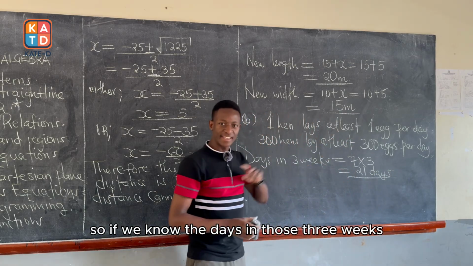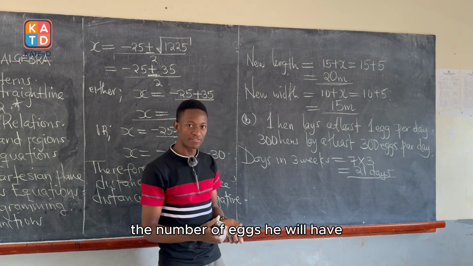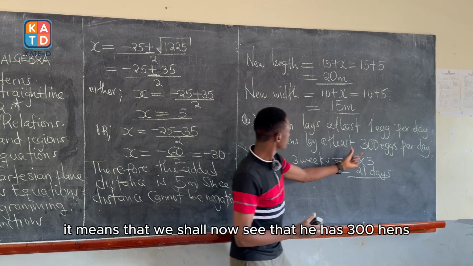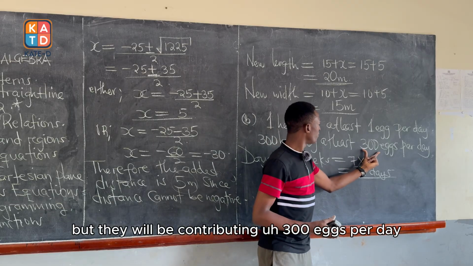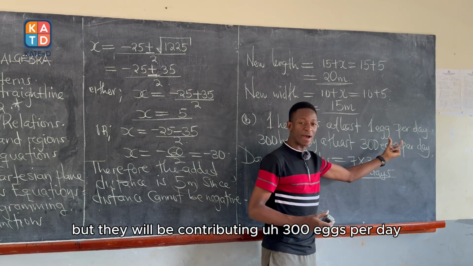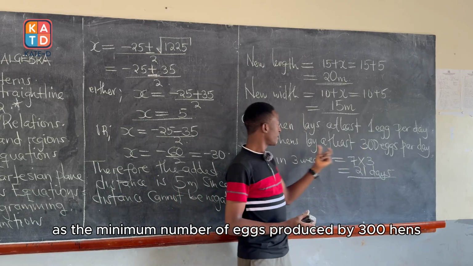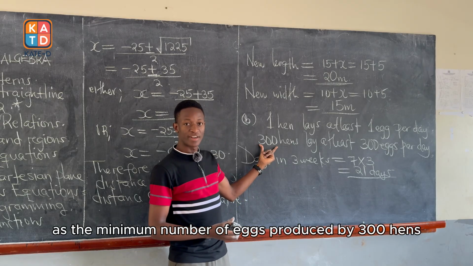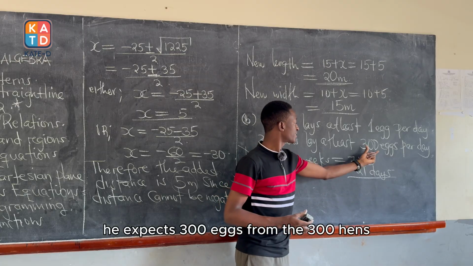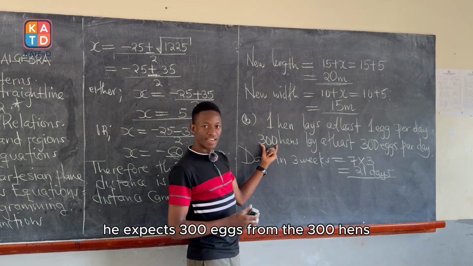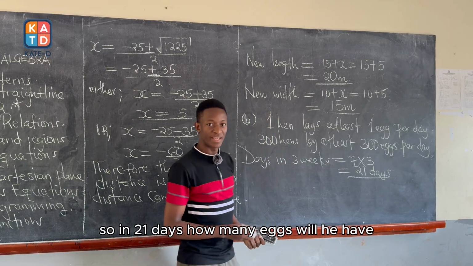So if we know the days in those 3 weeks, to know the number of eggs he will have by the end of the 3 weeks, it means that he has 300 hens, but they will be contributing 300 eggs per day. We are saying at least, because we are looking at 300 as the minimum number of eggs produced by 300 hens in a day. So each day he expects 300 eggs from the 300 hens. So in 21 days, how many eggs will he have?